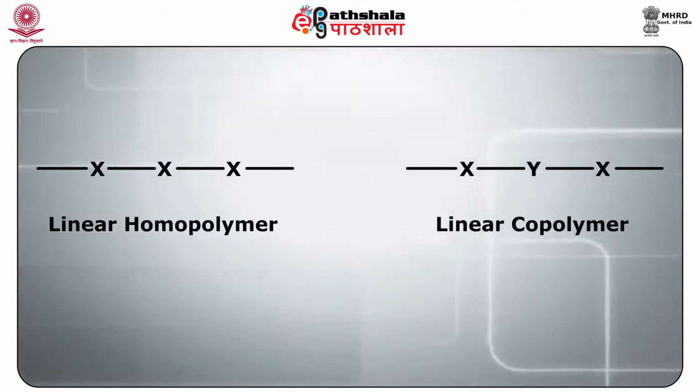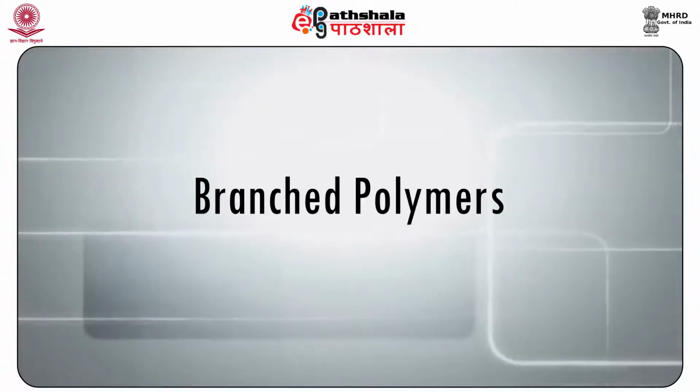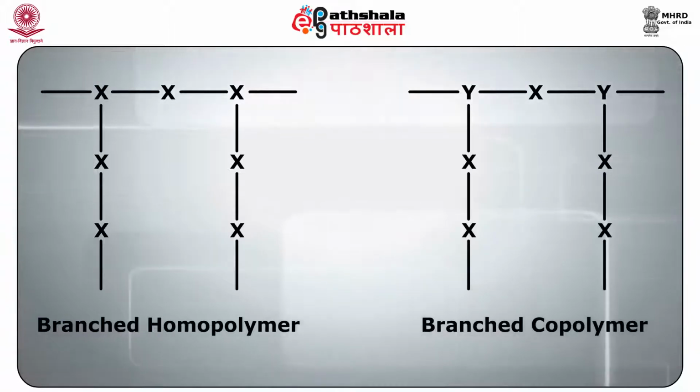On the basis of structure, polymers are of three types. Linear polymers: if the monomeric units are connected or joined in a linear fashion, then the polymer is said to be a linear polymer. For example, a linear homopolymer and a linear copolymer are shown. Branched polymers: when the monomeric units are joined in a branched manner, then the resultant polymer is known as a branched polymer. Branched homopolymer and branched copolymer have been shown.